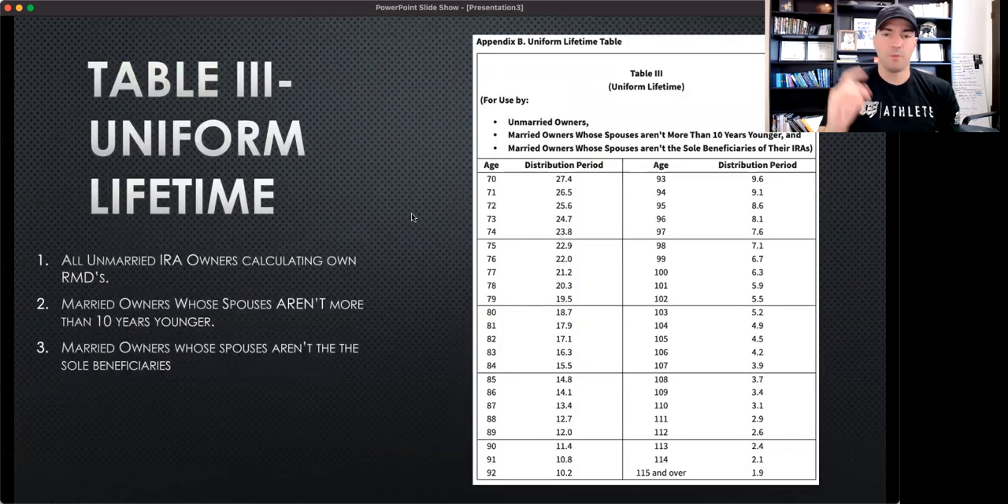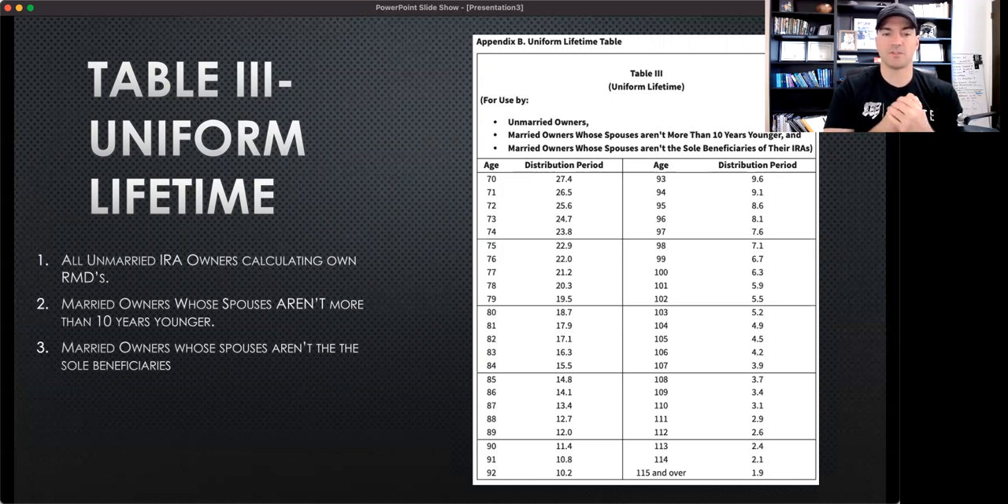Table 3, the most popular table, might be one of the simplest tables. This is for all unmarried IRA owners calculating their RMD. So you've got a required minimum distribution. You're hitting the required beginning date of age 72, or 70 and a half, but that's unusual now if you're just about to start. And you have your own IRA and you're unmarried, you're going to use this table. If you're a married owner whose spouse isn't more than 10 years younger, you're still married and you have to take required minimum distributions, but your spouse is not over 10 years younger than you, you've got to use this table.